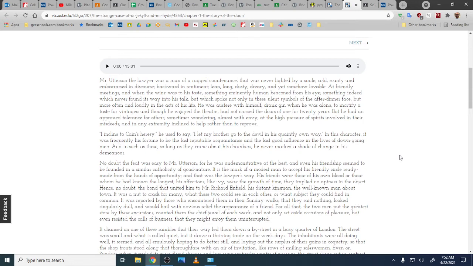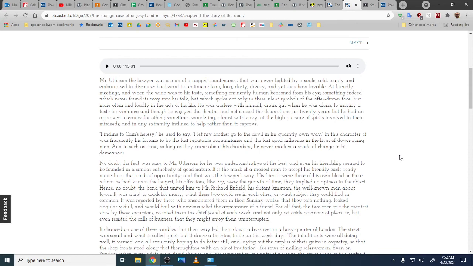He was austere with himself, drank gin when he was alone, to mortify a taste for vintages, and though he enjoyed the theater, had not crossed the doors of one for 20 years. But he had an approved tolerance for others, sometimes wondering almost with envy at the high pressure of spirits involved in their misdeeds, and in any extremity inclined to help rather than to reprove. I incline to Cain's heresy, he used to say. I let my brother go to the devil in his own way.